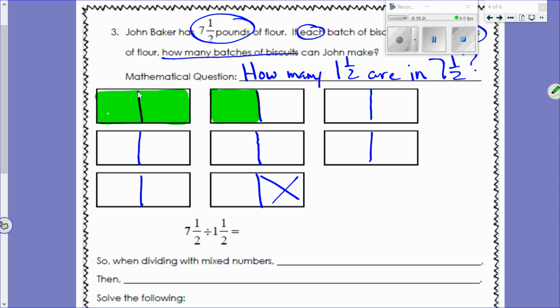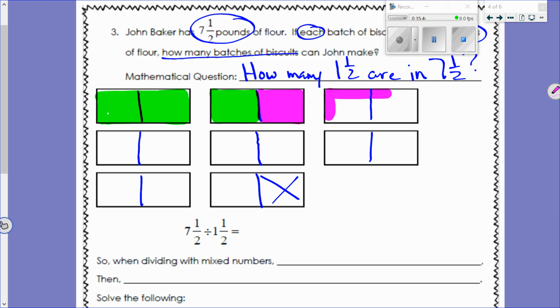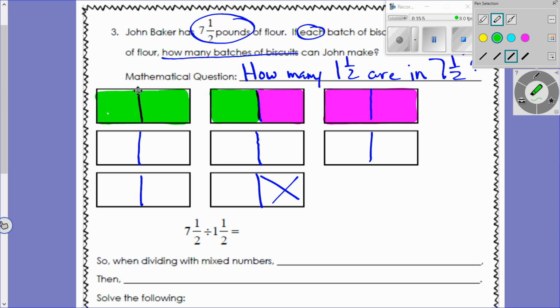I'm going to switch colors. I'm going to use purple for my second. Now I'm going to do the other 1 1/2 in purple. So there's a half. There's another whole 1. And just go back and forth between your 2 colors until you've colored in all of the 1 1/2s that we have in 7 1/2. See how many we end up with.